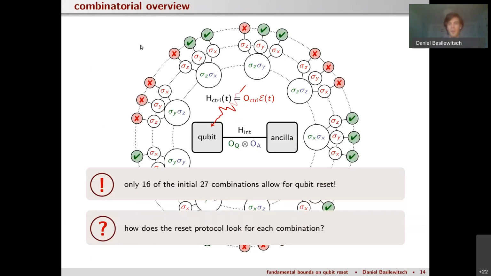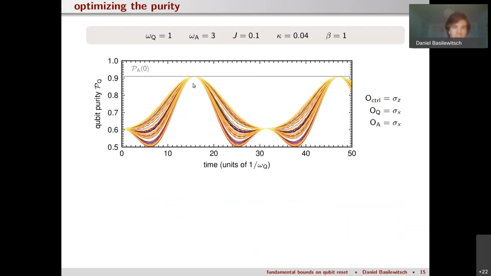And the answer to this, we again try to tackle it numerically. And what I can show you here is the evolution of the purity for a thermal equilibrium state of the ancilla and 100 randomly chosen initial qubit states, despite the fact that they're all identical in purity initially. And then putting them into resonance, you see that you reach some kind of maximum in the qubit purity at some time, then it's going back down, and up again.